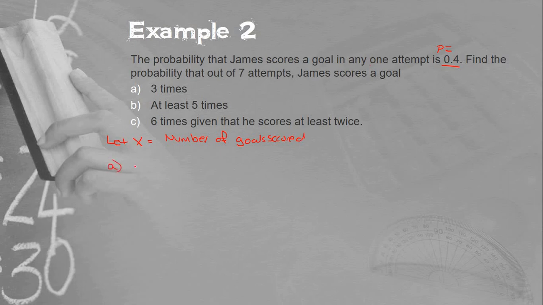For part A, we've worked out here our probability is 0.4, our number of trials is 7. We write probability x equals 3. This is what we're trying to find out. Now, this is very, very important. We must show some working out. The way we do this, because I'm about to do this entirely on the calculator, all you need to write, and we actually write it before our working out here, is that this is binomial.